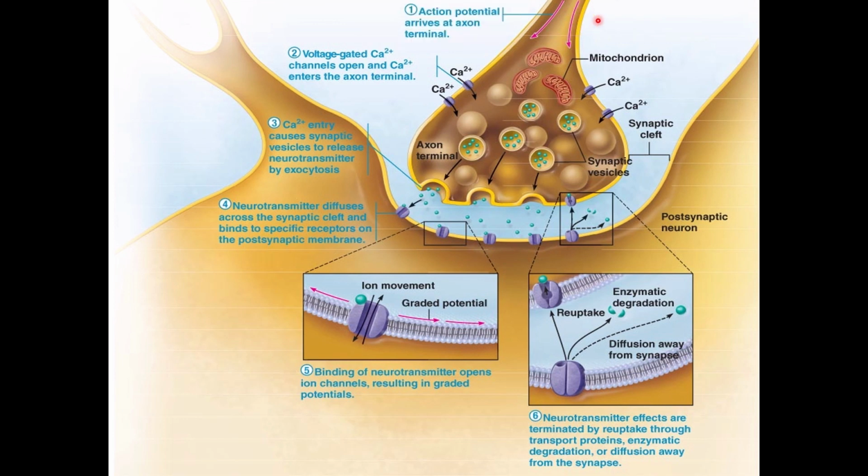Once an action potential comes into this area, what will happen? That will cause movement of calcium inside the cell. Once the calcium increases inside the axon terminal, that will cause fusion of these synaptic vesicles to the presynaptic membrane. These come and fuse to the plasma membrane here, and that will cause release of the neurotransmitters into the synaptic cleft. This is the synaptic cleft.